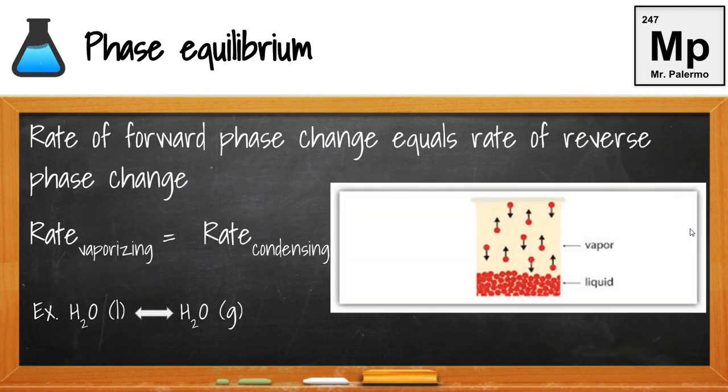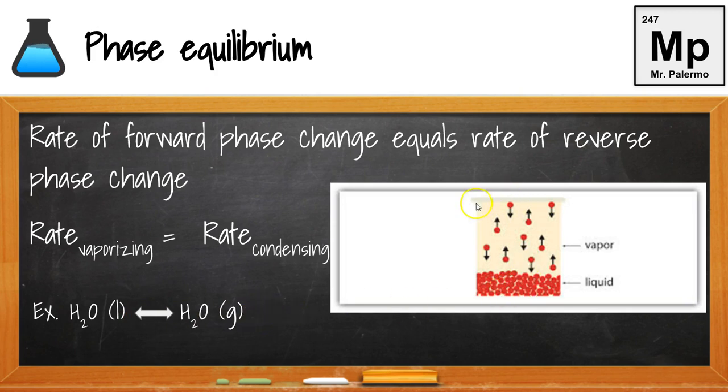So let's look at some different types of equilibrium we've experienced throughout the year thus far. Phase equilibrium is during a phase change. So the rate of the forward phase change equals the rate of the reverse phase change. For example, the rate of vaporizing equals the rate of condensing. Let's look at an example of that. If we have water in the liquid state and it's at a phase change going to water in the gas state, the rate of the forward reaction where liquid goes to gas, vaporizing, is equal to the rate at which the gas is turning back to a liquid, which is condensing.